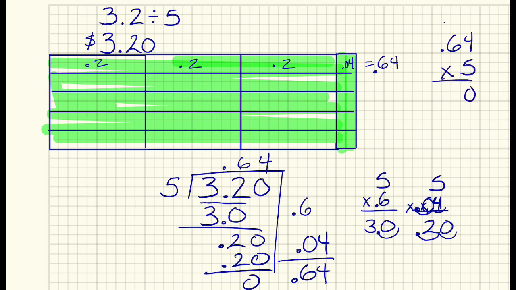So here we go. 5 times 4 is 20. Then 5 times 6 is 30. I'll add that 2, and I've got 32. Now I'm looking at my 2 places over in the hundredths. I'm going to do that same 2 places over in my product. So there we go, 3 and 20 hundredths. Or 3 and 2 tenths. So 3 and 2 tenths divided by 5 is 64 hundredths.